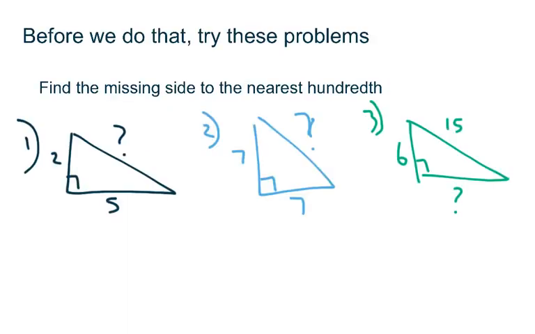So before we do that, first I would like you to try these problems. Find the missing side length to the nearest hundredth. So do not give me an answer that's in a square root, but actually use the square root function on your calculator and then round whatever your answer is to the hundredth.